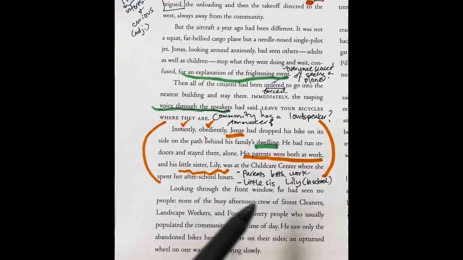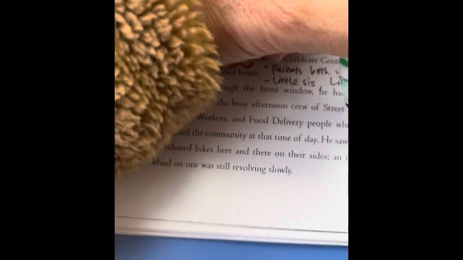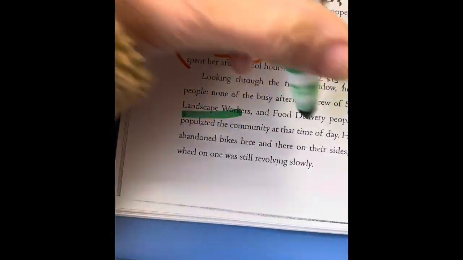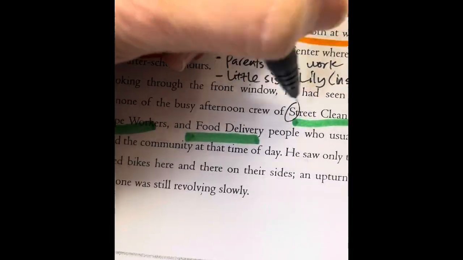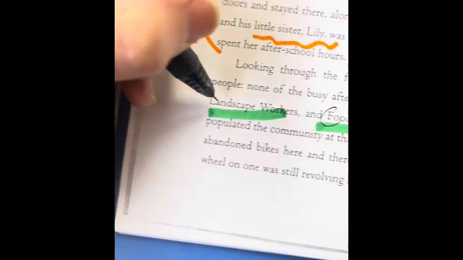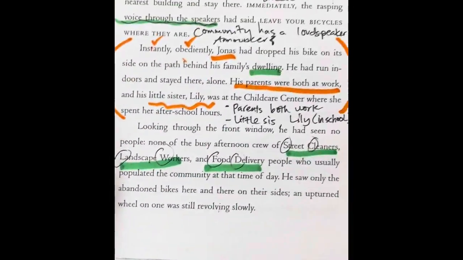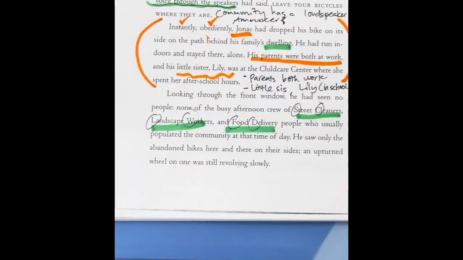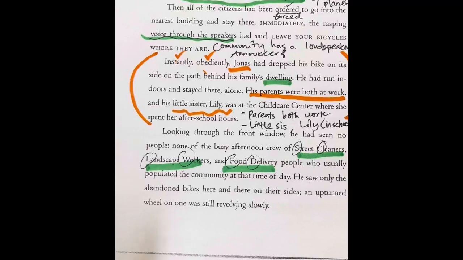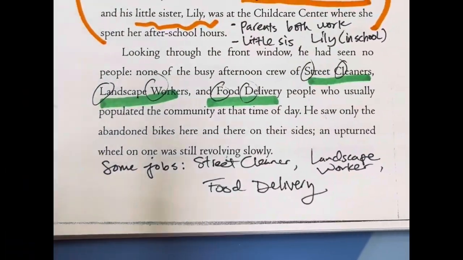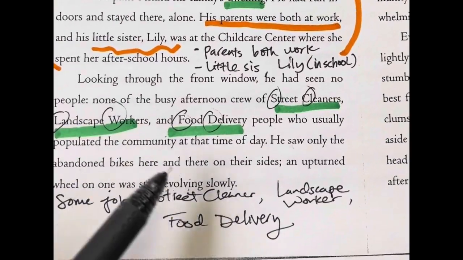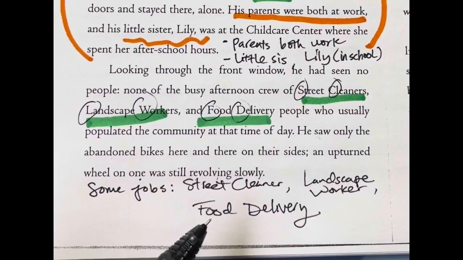This is like a little vignette in and of itself, but I want to note some more setting details. Street cleaners, landscape workers, food delivery. And what do I notice too? Everyone gets like capital letters. So we know that these are sort of official jobs in this community. So I'm going to write something on the bottom. So then I just wrote some jobs in this community: street cleaner, landscape worker, food delivery.